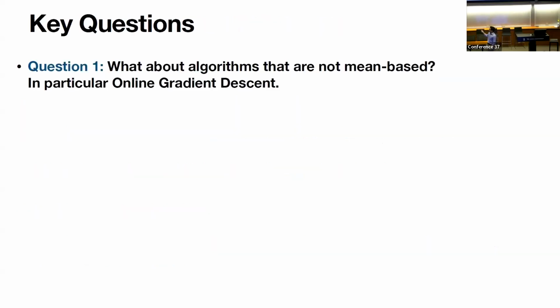So this raises some key questions. The first one being, well, what about non-mean-based algorithms? And the chief among them is online gradient descent. This is perhaps the most popular online optimization algorithm, and we know nothing about it.